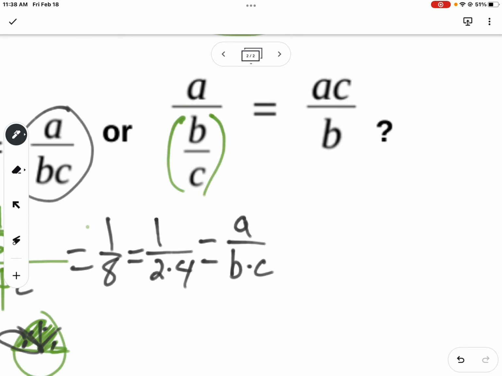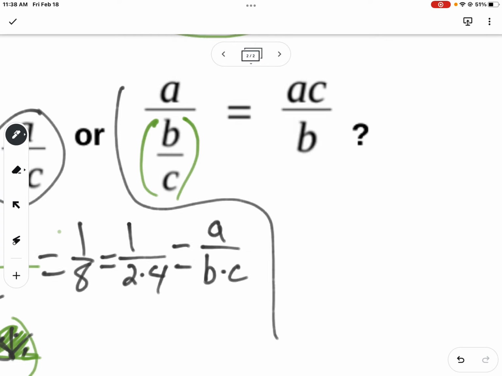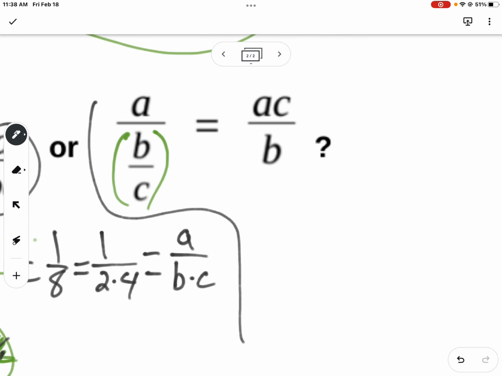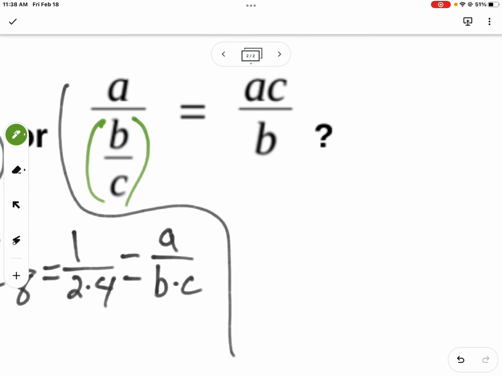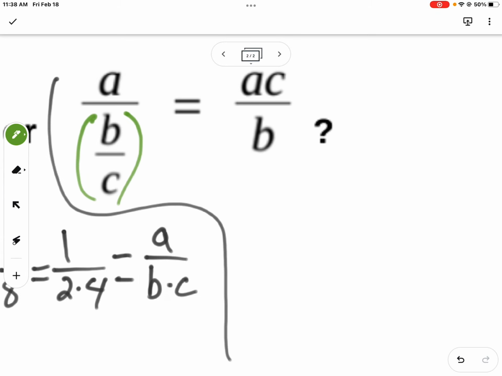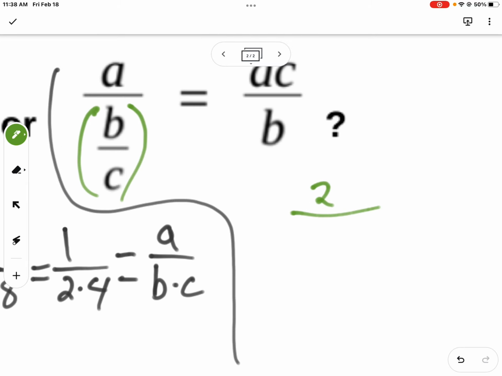On the other hand, what about this one? I want to make sure you understand this. Operations with fractions are so critical, and they're not easy. So now over here I've got a over b over c. Well, what if I had, let's see, 2 divided by, say, 1/4?